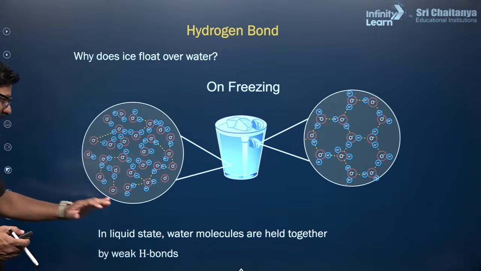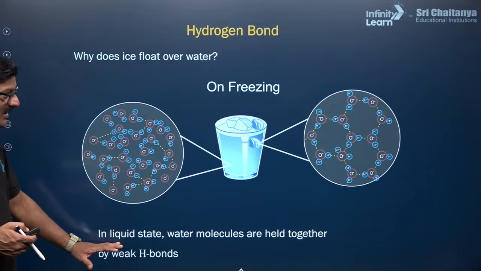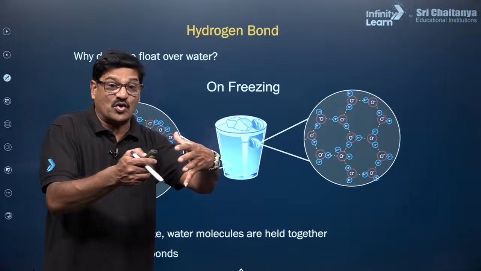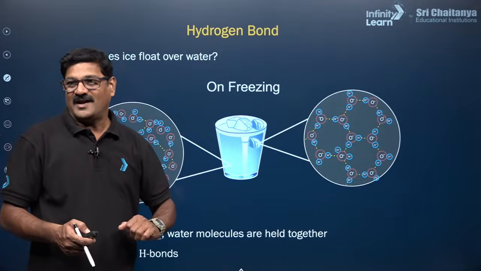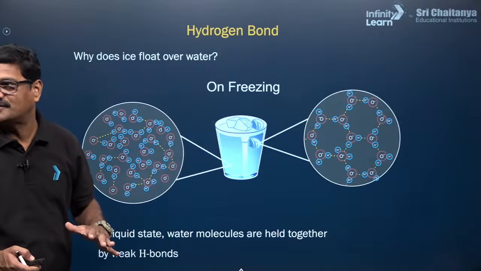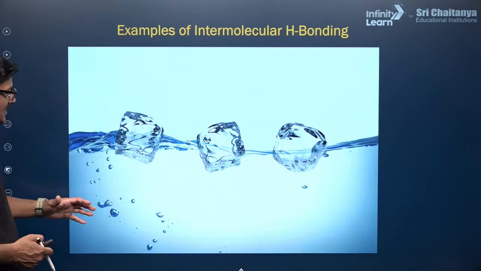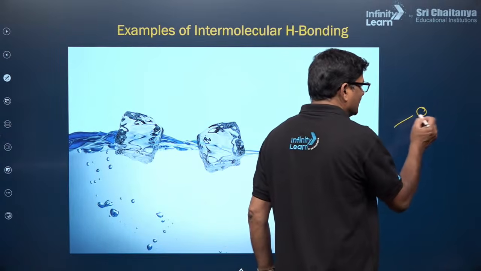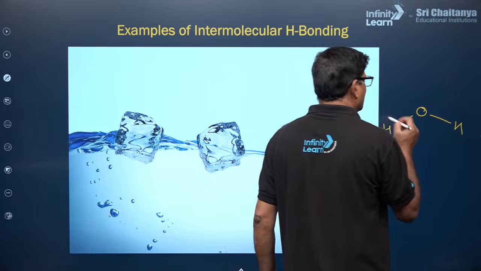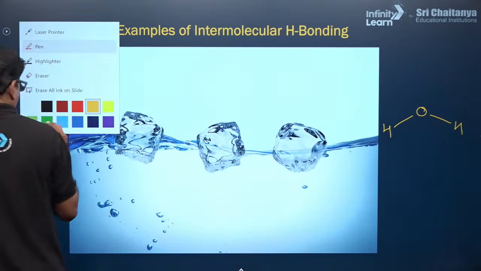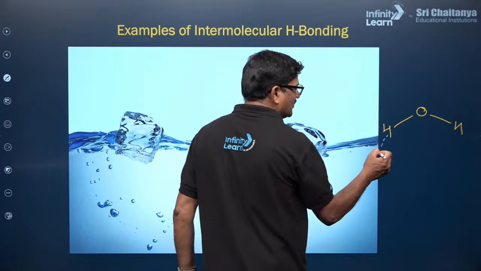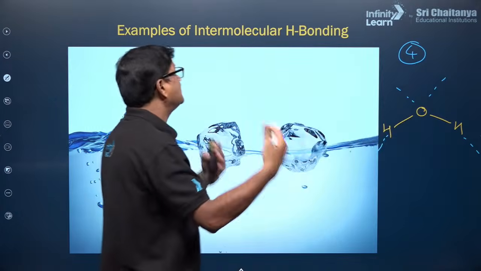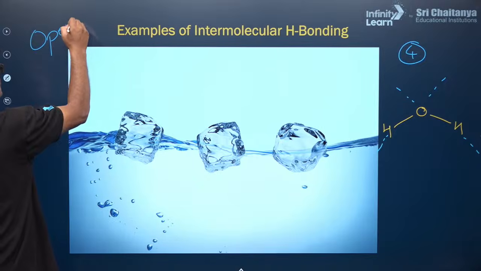The liquid state water molecules are held together by weak hydrogen bonding, but in the solid state there is a strong hydrogen bonding. As a result of this strong hydrogen bonding, you are going to see the water molecule tetrahedrally, this is going to be hydrogen and hydrogen. It is going to have tetrahedrally, it is going to have hydrogen bonding, 4 intermolecular hydrogen bonding makes it an open cage-like structure.